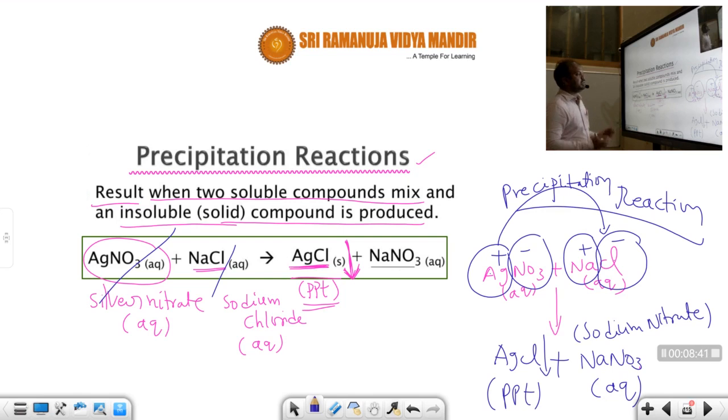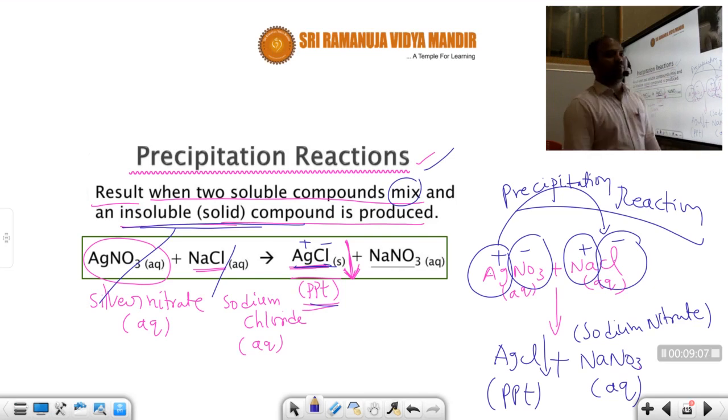Both are soluble compounds. When these two soluble compounds are mixing with each other, immediately within a fraction of a second, an insoluble solid will be formed. An insoluble salt will be formed. That insoluble salt is nothing but precipitate. So when a precipitate forms in a chemical reaction, that reaction is said to be a precipitation reaction. A precipitation reaction is an example of a double decomposition reaction.